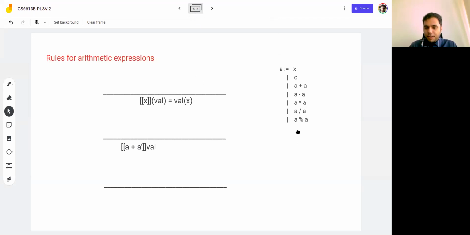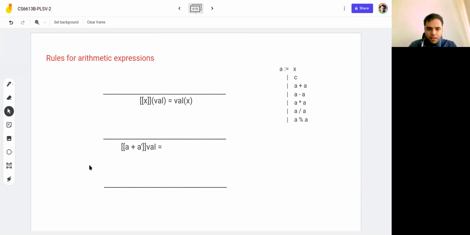So you can try writing it in the chat. So basically what I want to do is give a formal definition for evaluating a plus a prime given a valuation val. Right, that's fine. But we don't want to do it like that right now because what you've written is actually more in the spirit of denotational semantics, which we will see very soon. But what I'm going to write is basically equivalent to that.